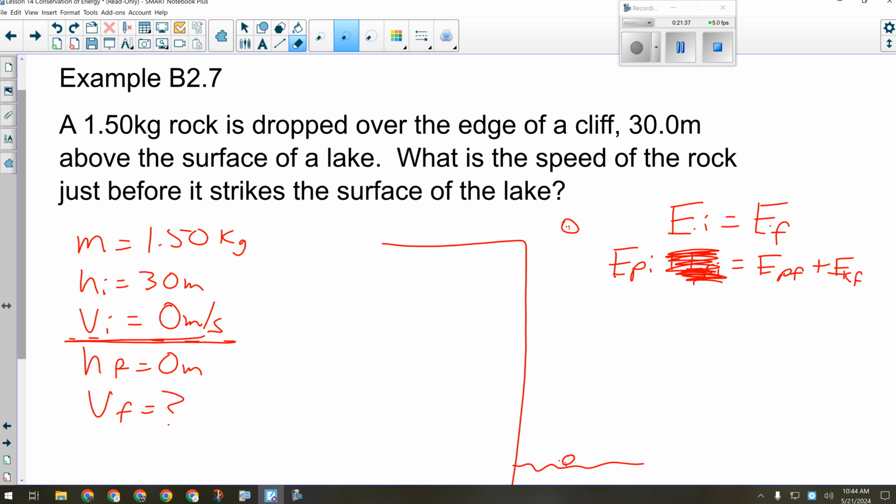Right. The final potential energy is 0 because we identified over here that its end point is the surface of the lake, where there would be no height anymore. Okay, so the final height is 0. That means if I went m times g times h, I would get 0 for that.